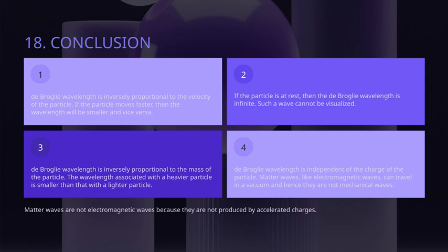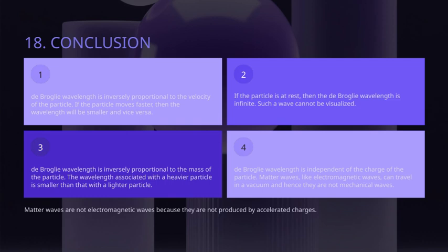Additionally, if a particle is at rest, its de Broglie wavelength becomes infinite, making it impossible to visualize such a wave. It's a fascinating concept that shows the limits of wave-particle duality. Also, it's important to remember that matter waves are not electromagnetic waves because they are not produced by accelerated charges.